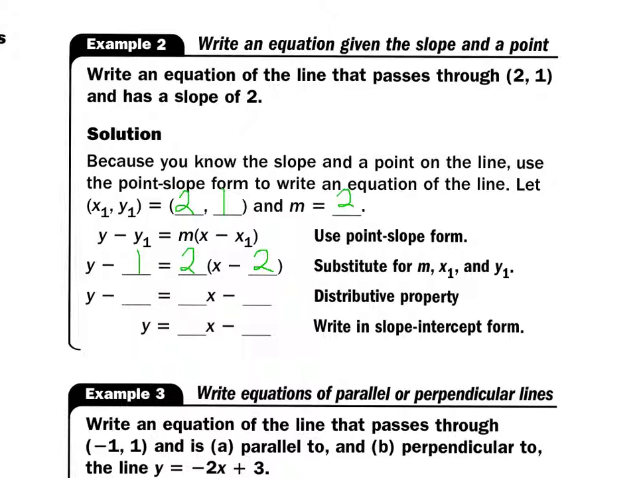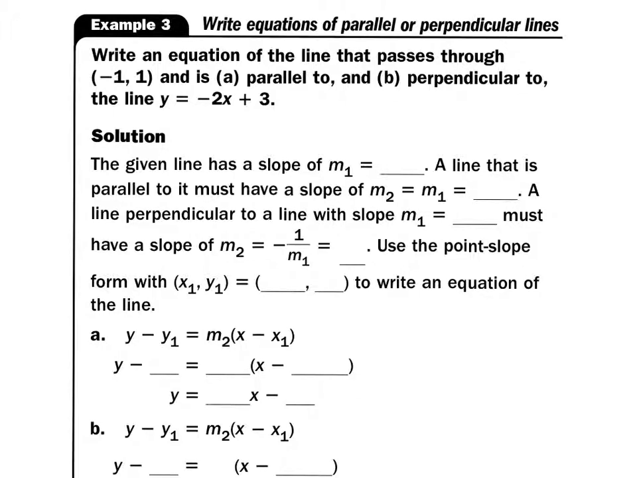I'm going to go ahead and simplify this out using the distributive property. So y minus 1 equals 2x minus 4. I'm going to add 1 to both sides to get y equals 2x minus 3. And that's in slope-intercept form. Technically, I could go ahead and leave it like this. It's just not as clean, nice form as going ahead and simplifying it further.